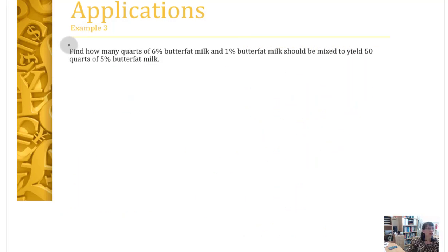In this application, we are going to find how many quarts of 6% butterfat milk and 1% butterfat milk should be mixed to yield 50 quarts of 5% butterfat milk. So what we notice right away is we have some numbers here, some with percentages. So these three numbers are all percent, but notice this number of 50 tells us number of quarts.